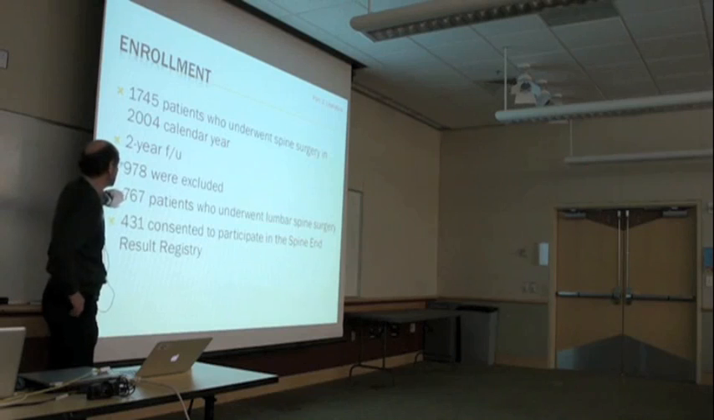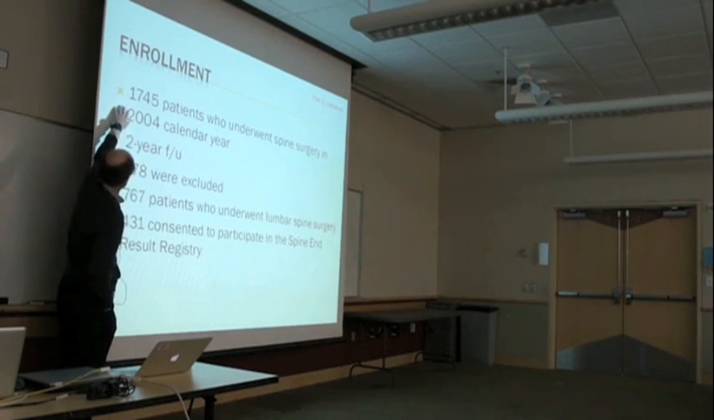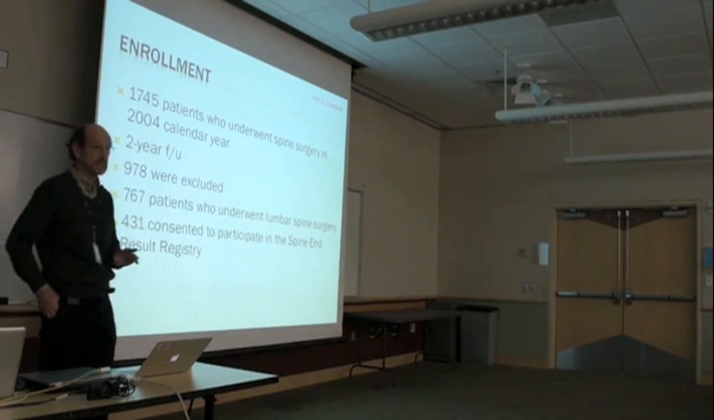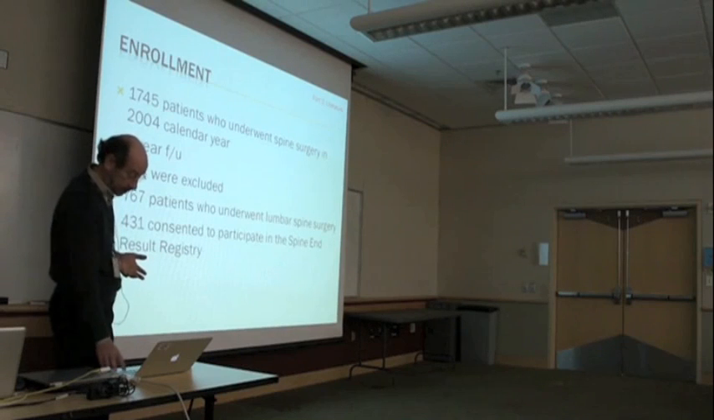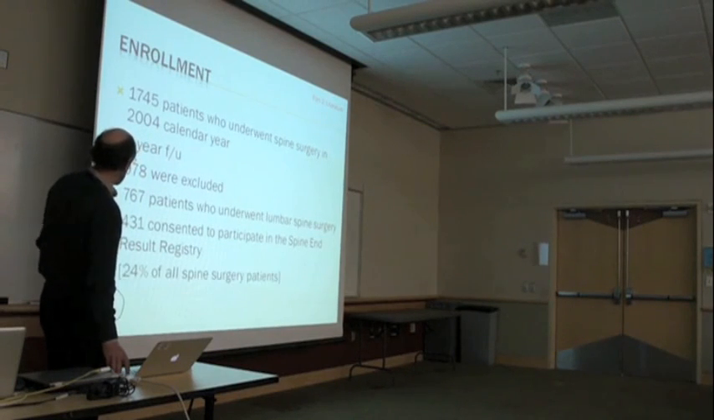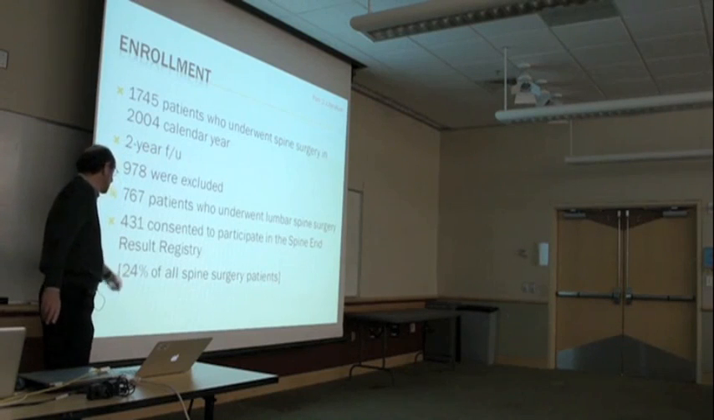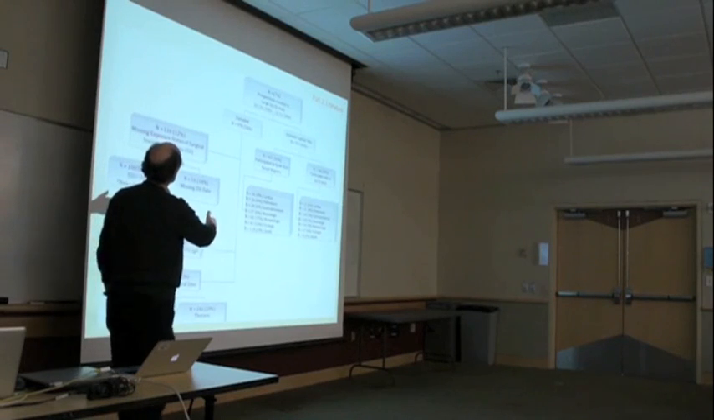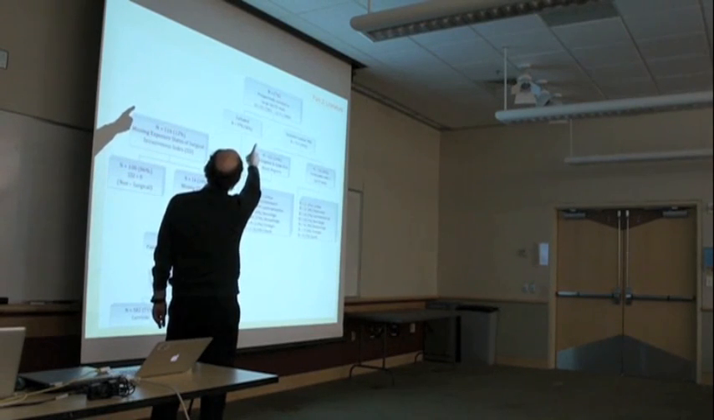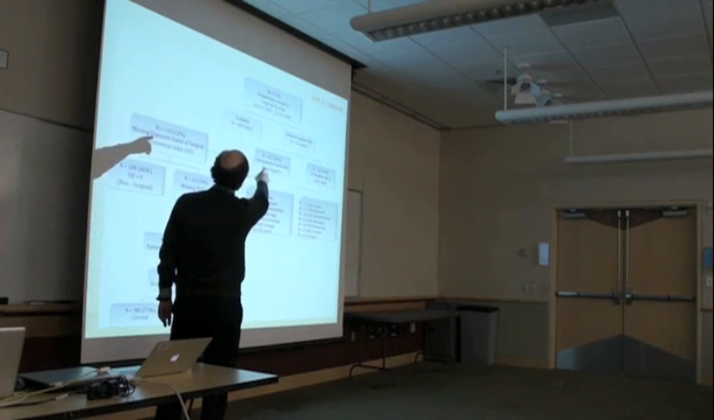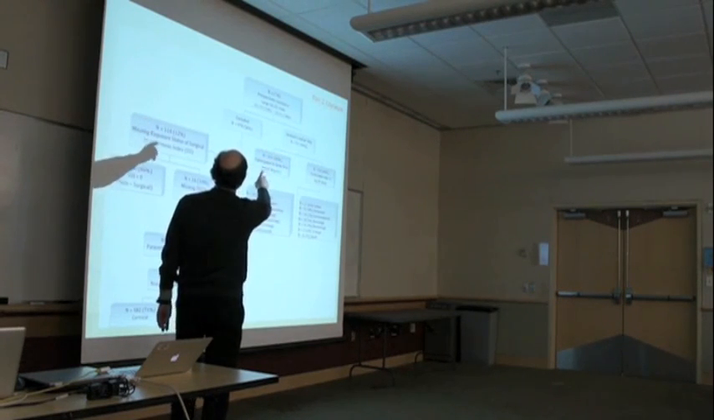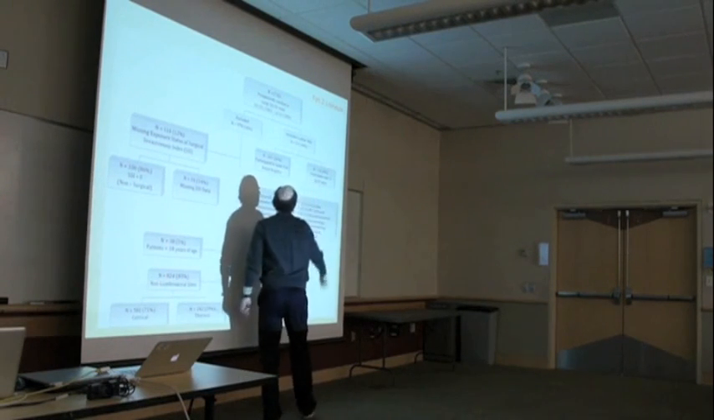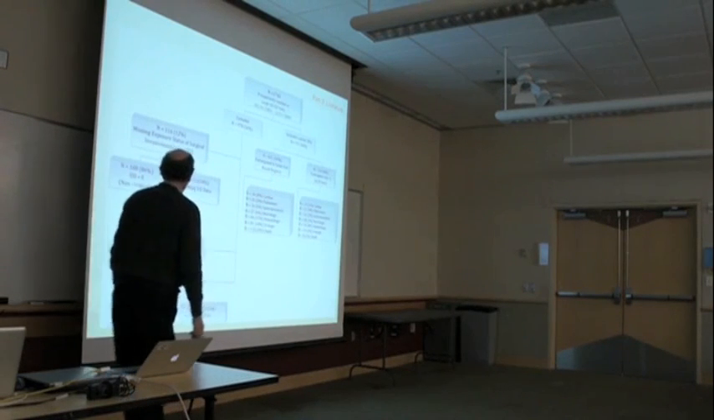So of the 767 of this large group who underwent lumbar spine surgery, there were 431 who consented and complied with inclusion criteria. So you can see how it funneled down, and this represents about 24% of all spine surgery patients. And there's a diagram of how it whittled down. So you started with the 1745, 767 were lumbar only, and then 431 of these were in the spine registry, and there were an additional 336 who were in a rather smaller study.